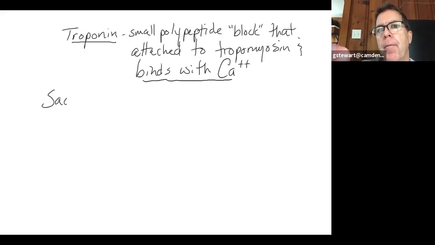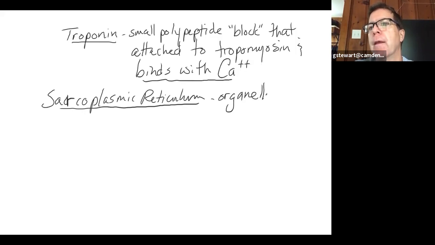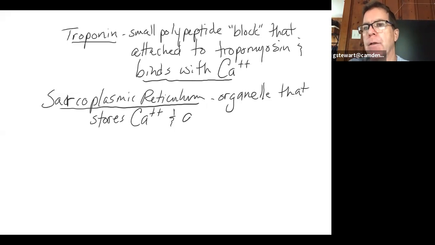Sarcoplasmic reticulum. That's supposed to be an R. S-A-R-C-O. It's like endoplasmic reticulum. Sarcoplasmic reticulum is an organelle inside of the sarcoplasm of a cell, of a fiber, stores calcium ions and associates with T tubules. Now I'll define what a T tubule is.